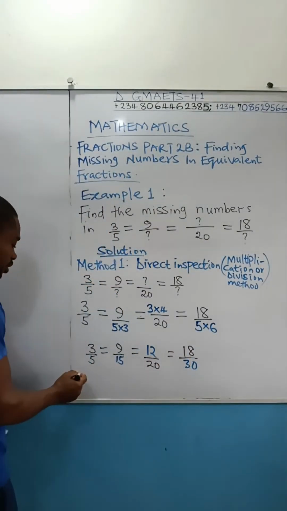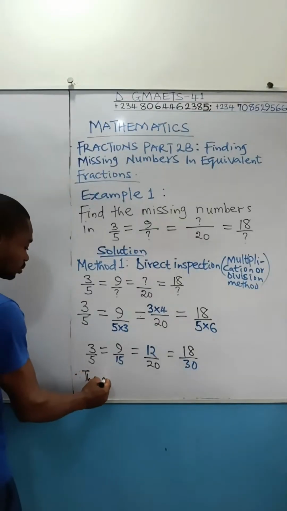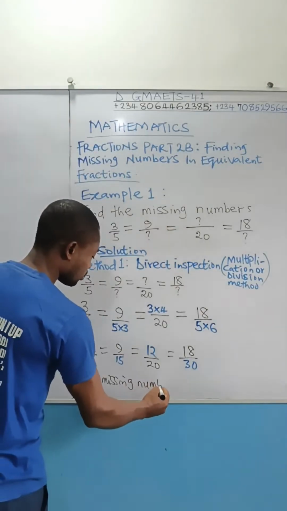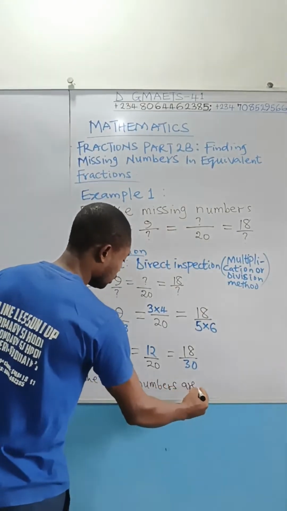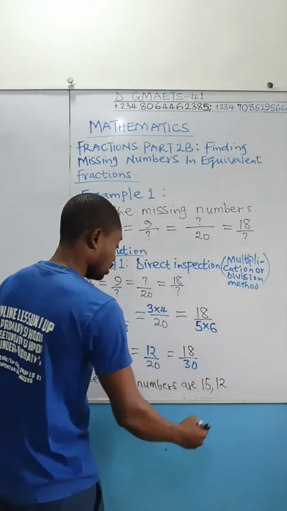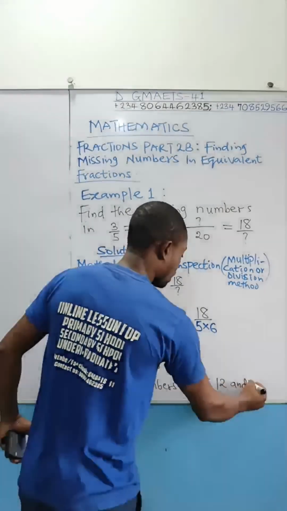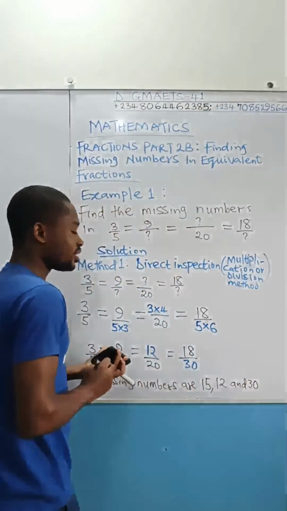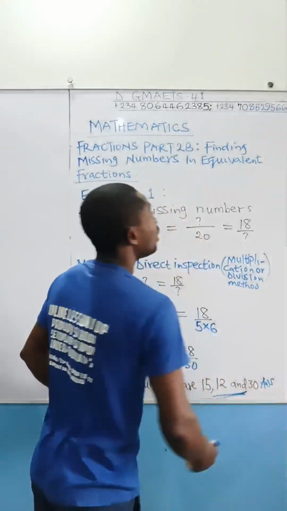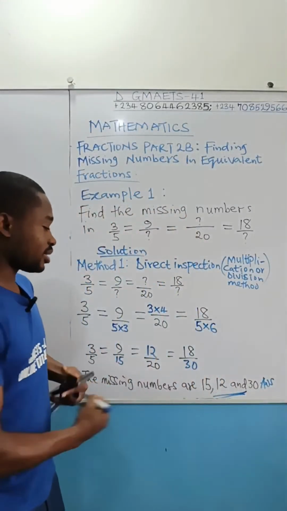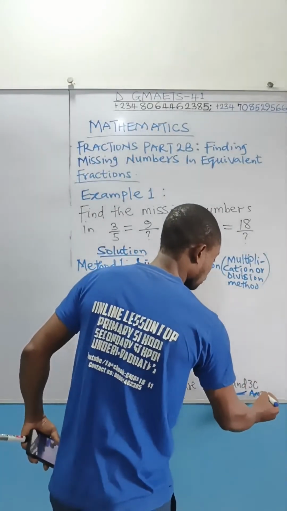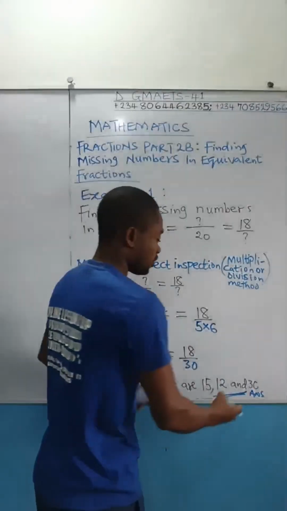Therefore, I conclude, the missing numbers are 15, 12, and 30. That's the answer. I've taken my time, step by step, to explain how you solve this question using method 1.